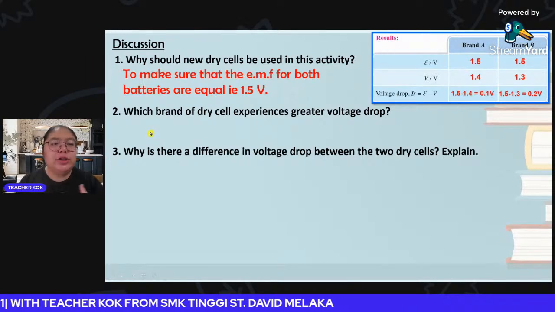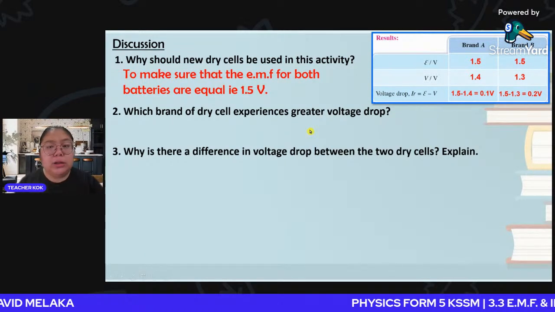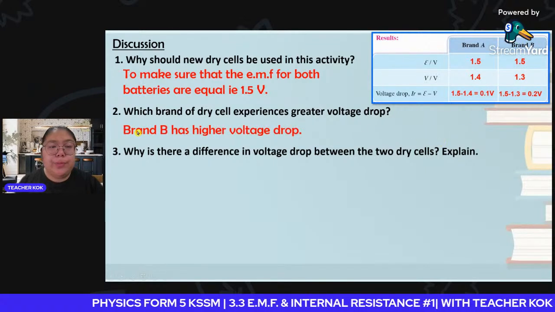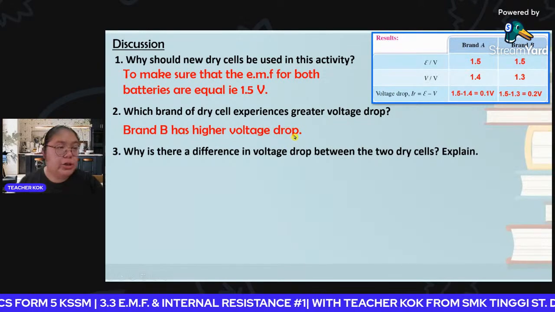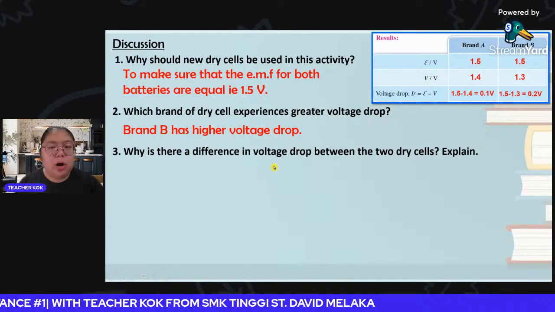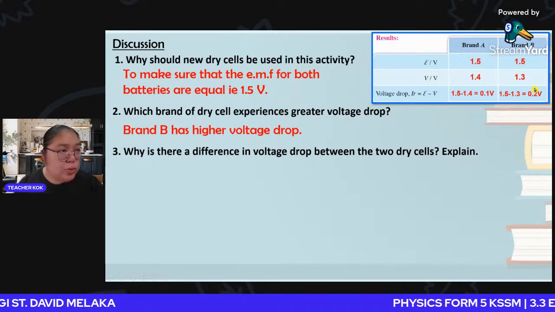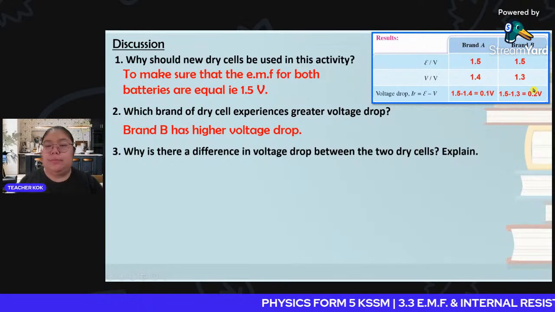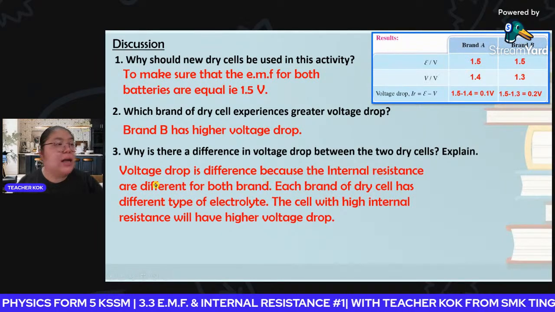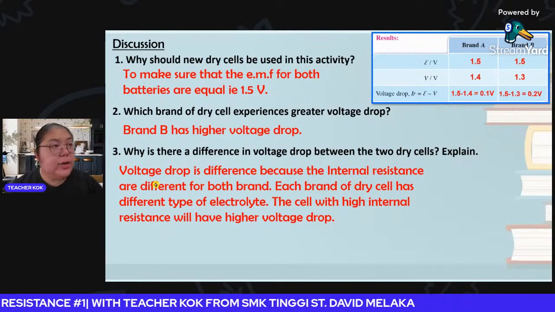Okay, so they ask which brand of dry cell experiences the greater voltage drop. From here we see it's brand B. Brand B has a higher voltage drop. Why is there a difference in the voltage drop between the two dry cells? Why is one 0.1, another one 0.2? We need to explain. The voltage drop is different because the internal resistance is different.